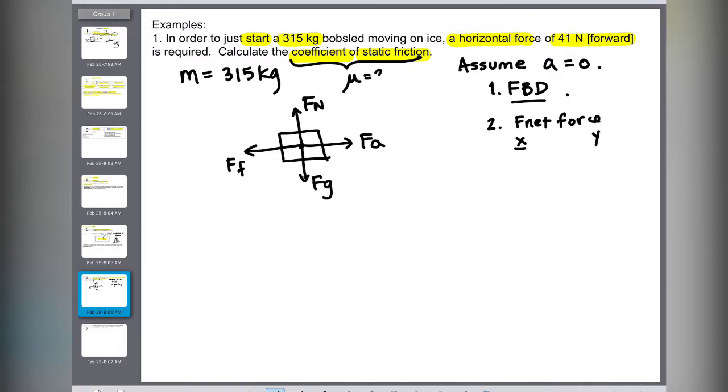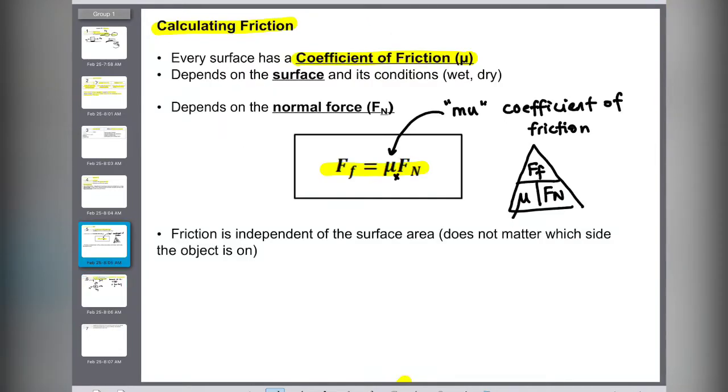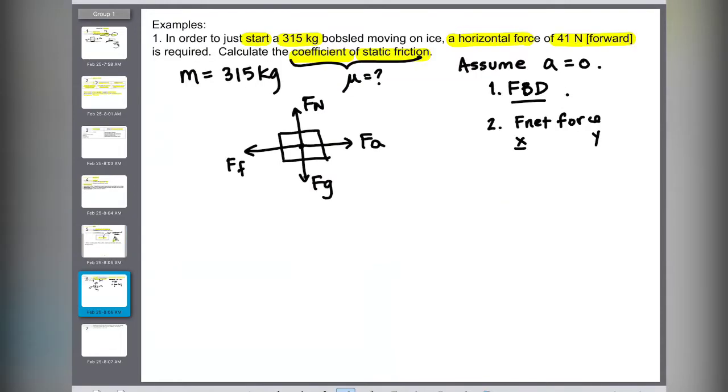They're asking for the coefficient of friction, so the symbol they want is mu. They're solving for mu. So that means I'm going to have to use the equation that they gave us. I'm just going to go back and look at my equation again. I need to solve for mu. If I'm using the magic triangle, if I want the mu, Ff is at the top, Fn is at the bottom. So I'm just going to write the equation. Mu equals Ff at the top, Fn at the bottom.